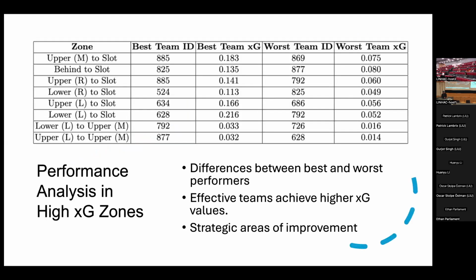And lastly, here are some examples of the zones. We can see that there is a big difference between the best performing teams compared to the worst performing teams. And looking closer at individual teams can show us where they excel and where they need to improve.